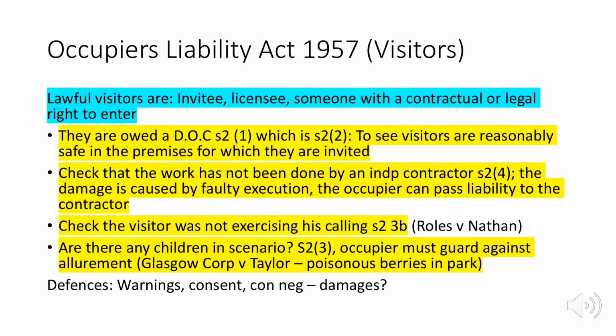Check that the work has not been done by an independent contractor, Section 2.4. If damage is caused by faulty execution, the occupier can pass liability to the contractor. Check the visitor was not exercising his calling, Section 2.3(b), Rolls v Nathan. Are there any children in the scenario? Section 2.3, because the occupier must guard against allurement. Glasgow Corporation v Taylor, the case where there were poisonous berries in a park and children ate them.